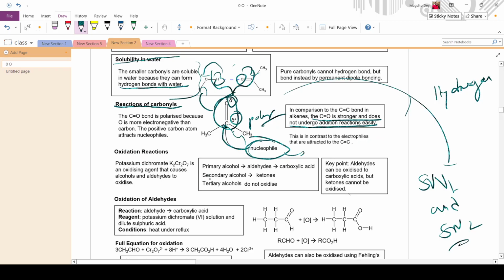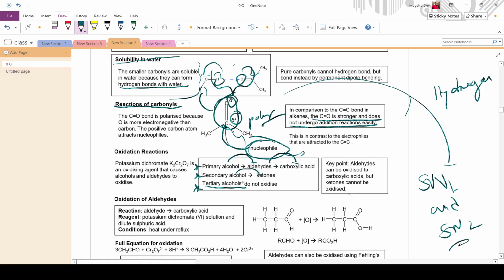Oxidation reactions. These are very important. I think you have learned this in AS as well, right? When you oxidize a primary alcohol, an aldehyde is produced. When you oxidize an aldehyde, a carboxylic acid is produced. When you oxidize a secondary alcohol, you get a ketone. And one thing is clear: tertiary alcohols are not oxidizable.